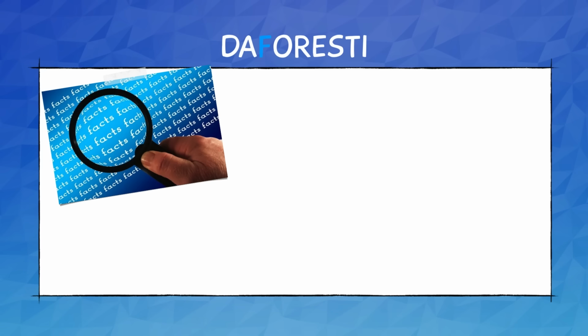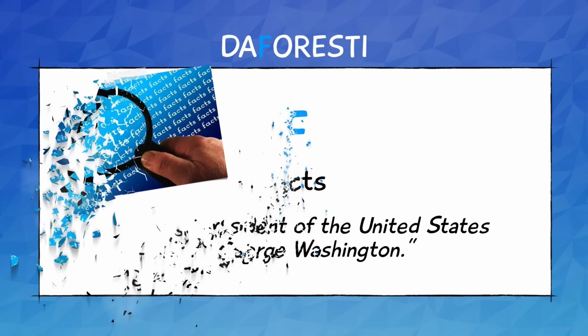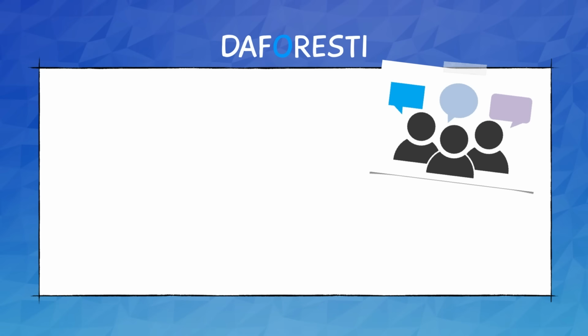The F stands for facts. A fact is a piece of information that is known or proven to be true. Many persuasive pieces of writing claim to have carried out research, and they use facts as evidence to help support their point. The O stands for opinion.